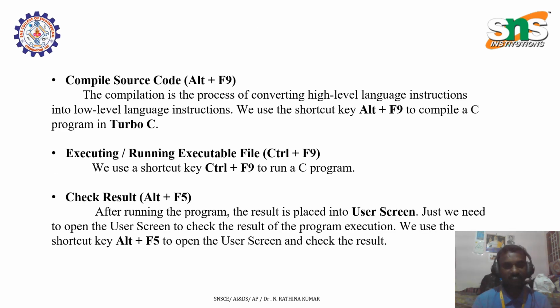These are all the shortcut keys. If you want to compile a source code, you have to press Alt plus F9. If you want to execute or run that program, you have to go for Control plus F9. If you want to check the result, you can use Alt plus F5. So these are all the shortcut keys.